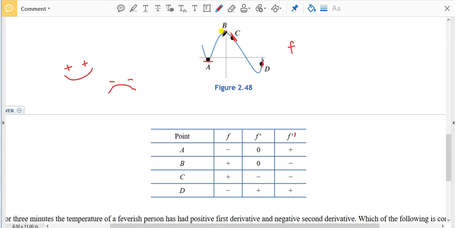Now for b, it's concave down at point p, or you have the negative sign. Again, c is also on the way of concave downward, so it's negative. And d again is concave up for the graph, which is positive here. So that should be how you find f prime and f double prime for the sign.